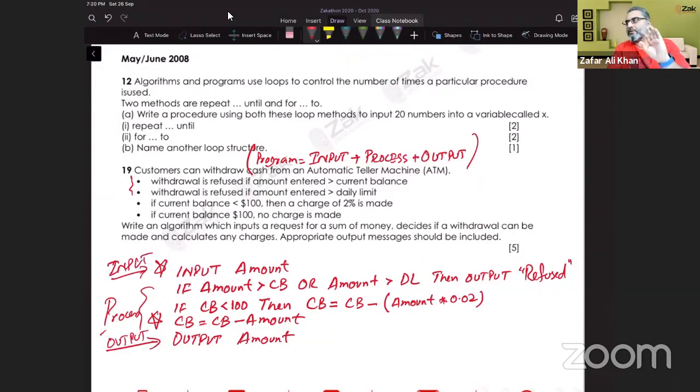ठीक है. आपसे एक अमाउंट पूछा गया, आपने उस अमाउंट को बता दिया कि वो करंट बैलेंस से ज्यादा है या डेली लिमिट से ज्यादा है तो आपने रिफ्यूज कर दिया. अगर करंट बैलेंस आपका 100 से कम है तो करंट बैलेंस में से अमाउंट का 2% आपने निकाल दिया, वो बैंक के पास आ गया. फिर आपने अमाउंट को करंट बैलेंस में से माइनस कर दिया। अगर आपके पास 500 रुपए थे और आपने 200 रुपए निकलवाए तो अब आपके अकाउंट में 300 रुपए रह जाएंगे. और फिर जो भी अमाउंट आपने इनपुट किया था वही आपको आउटपुट हो जाएगा. आप एटीएम पे जाते हैं, आप बोलते हैं 200 रुपए दो, वो 200 रुपए दे देता है. आप बोलते हैं 10,000 रुपए दो, वो 10,000 रुपए दे देता है. I hope that you got the idea.